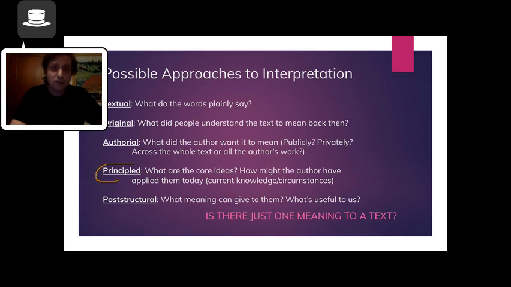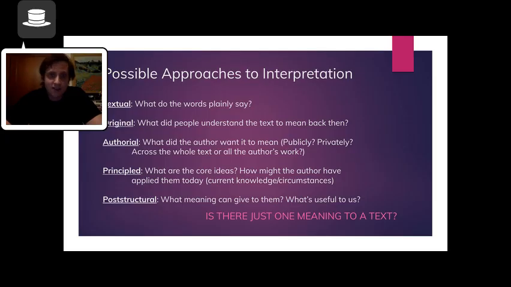Now, then there's principled. Well, you know what? Jefferson said all men are created equal. And at the time he meant all white men in America of a certain class, maybe, or we might dither and disagree about exactly who he meant.